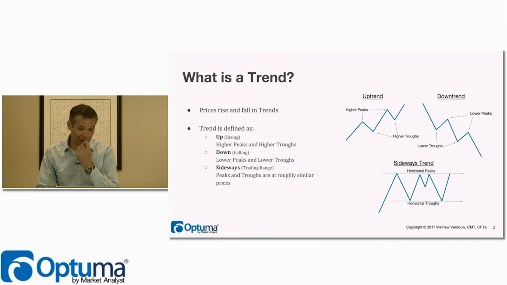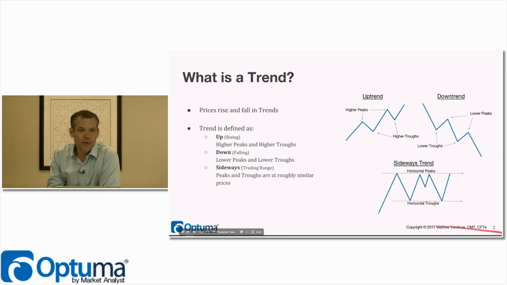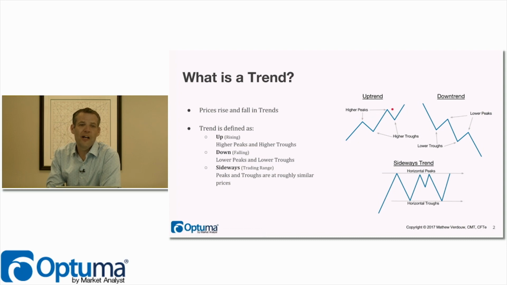So prices basically move in trends. They rise and fall in trends. You can see here we've got uptrends, where higher peaks is the big identifier that we are in an uptrend. When we're in a downtrend, we're going to get lower troughs and lower peaks. And that is the key that we're in a downtrend.